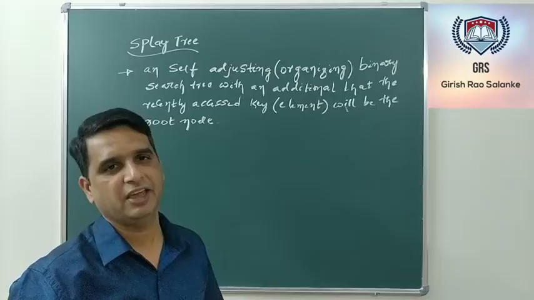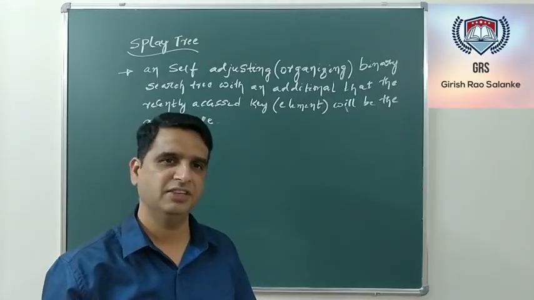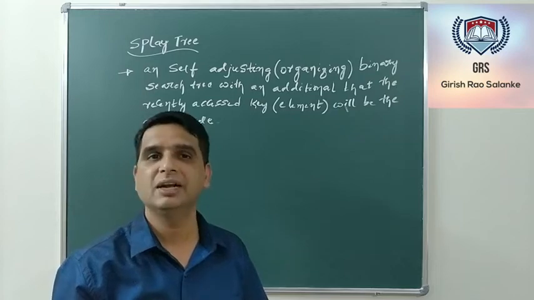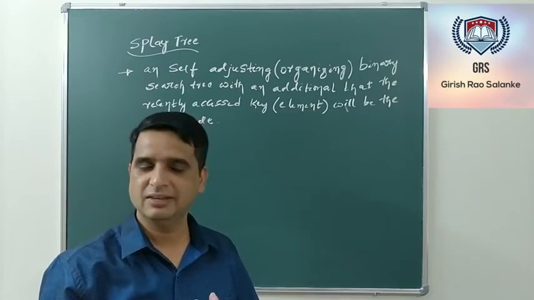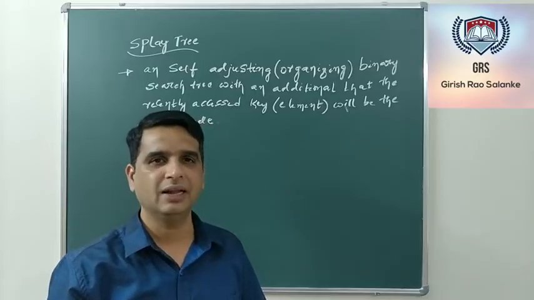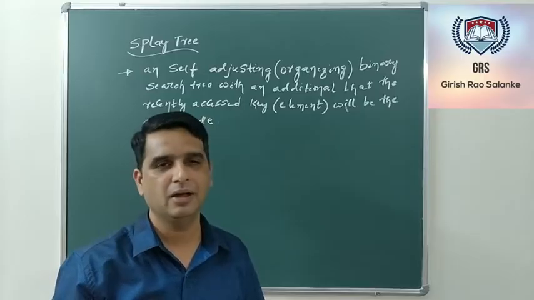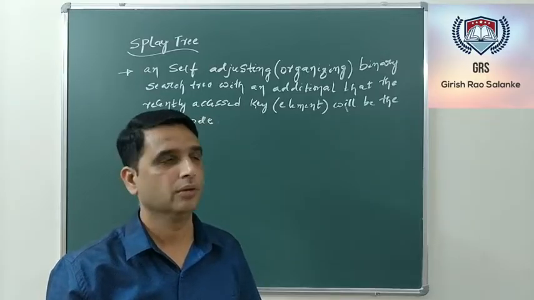Let me repeat it once again. A splay tree is a self-organizing or a self-adjusting binary search tree. Note that it is a binary search tree. It is a self-organizing binary search tree with an additional property that the recently accessed key or the recently accessed element will always be the root node.